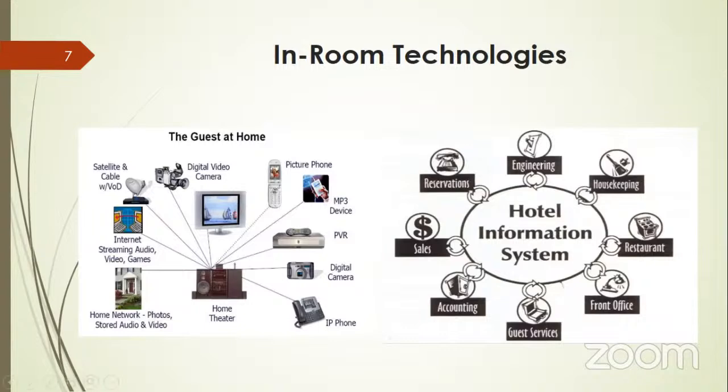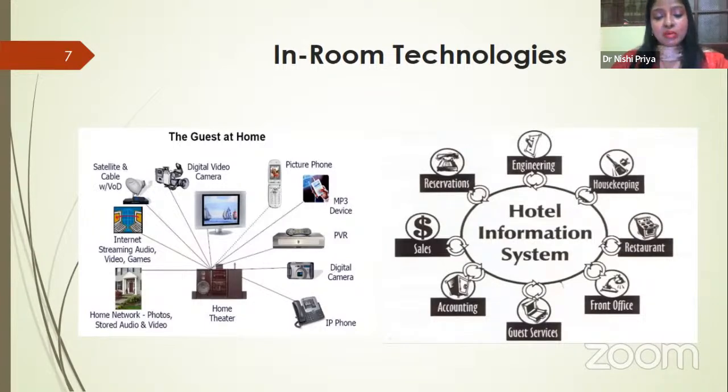Thank you. You can see that you have a digital video camera in the hotel room, picture phone, MP3 device, PVR setup, digital camera, IP phone, your home theater. Home theater is also there in hotel rooms, if you are booking a suite room or bigger room. And then your home network, stored photos, audios and videos, internet streaming, audios, videos, games, satellite cable. These are the various things in the room.